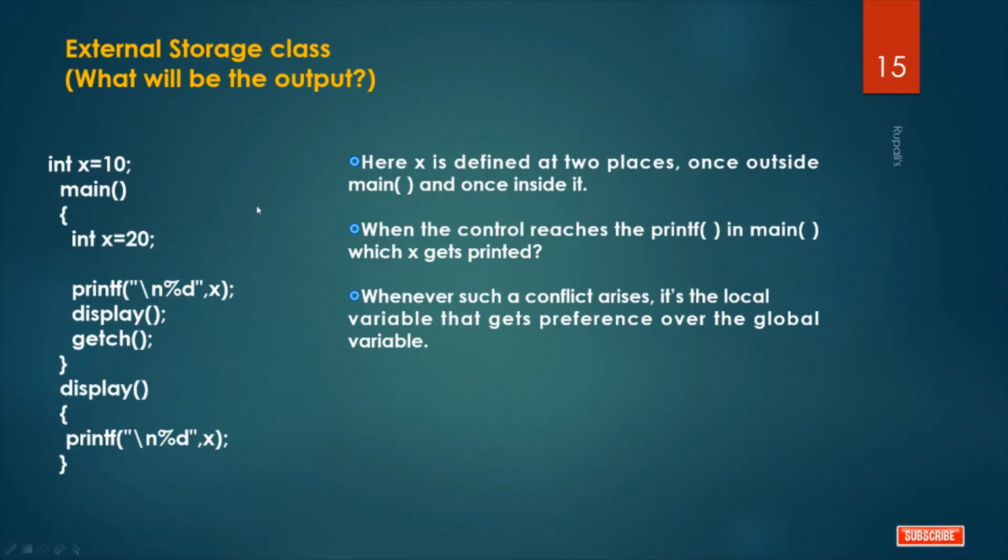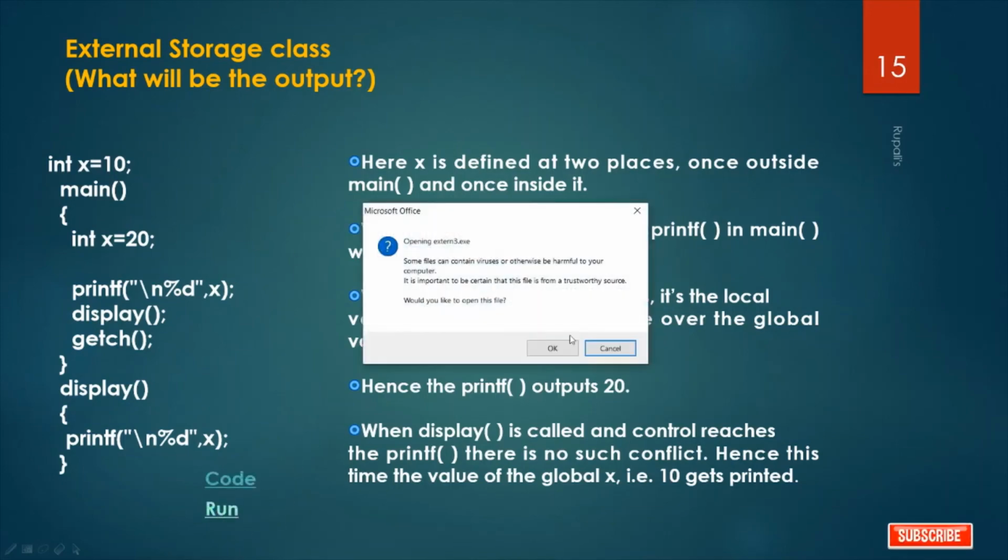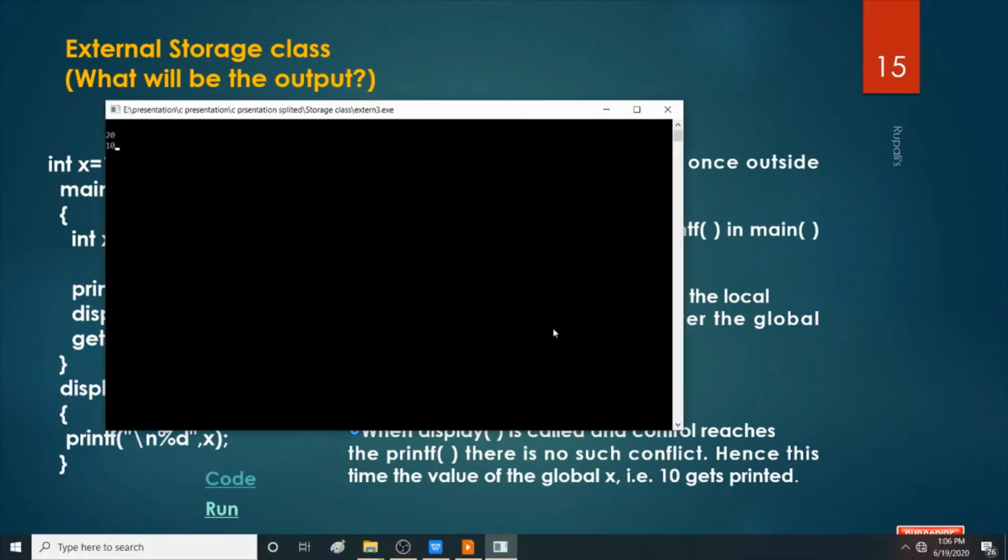So 20 gets printed. Then when display is called, there is no conflict, because this x is local, so the display function can't access this x. The display function can't access this local x, so it will print 10. So what will be the output? It is 2010.